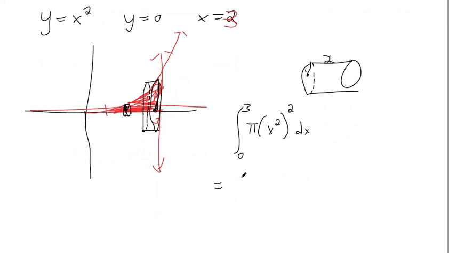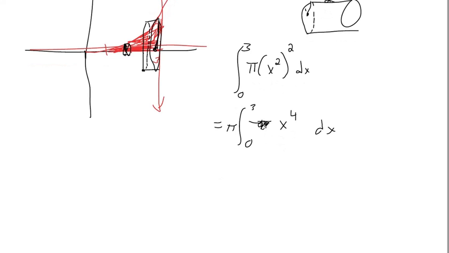Sorry, okay, so now the rest of this is the easy part. Constructing that's definitely the hard part. So I'm going to square that. That's now pi times x to the fourth. And actually, we could just factor out that pi, because that's a constant. Okay, so we factored out that pi. Now we need the antiderivative. So that's x to the fifth over 5. And we evaluate that from 0 to 3.